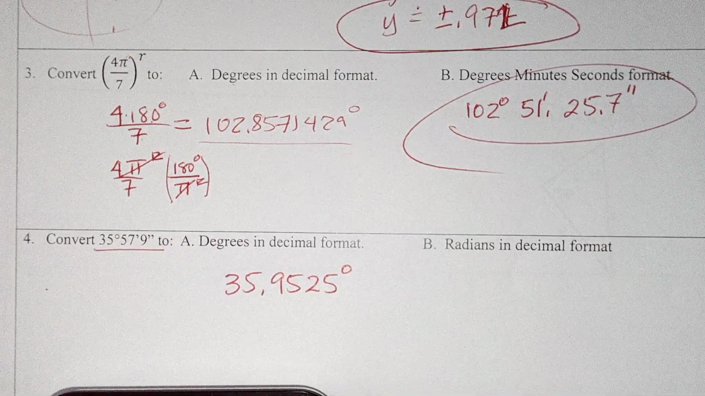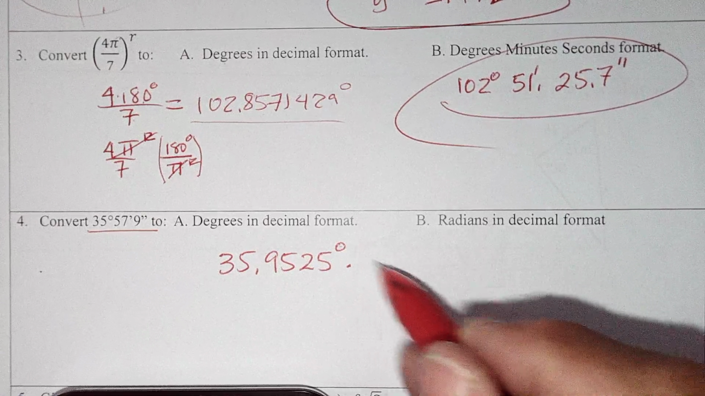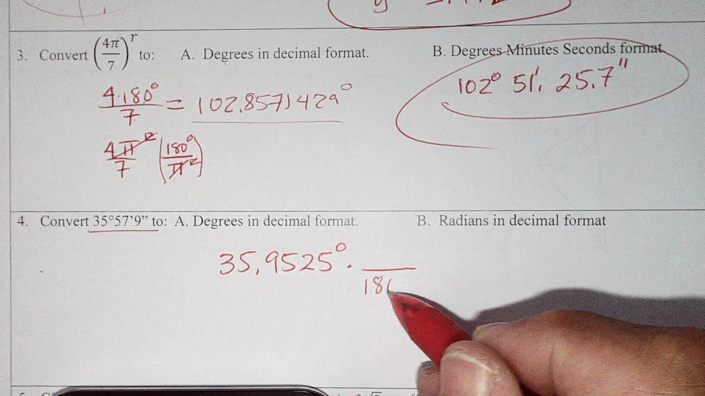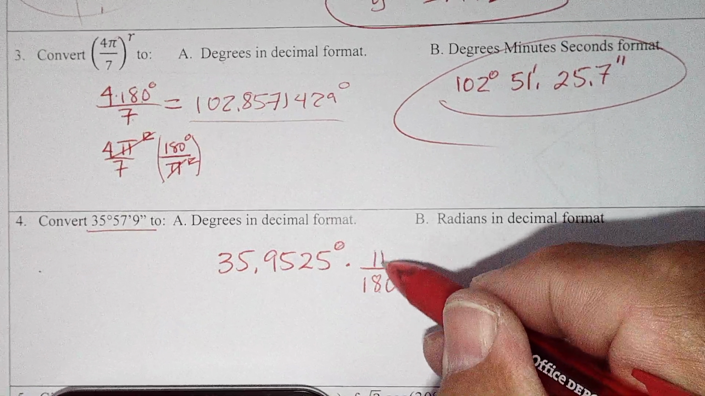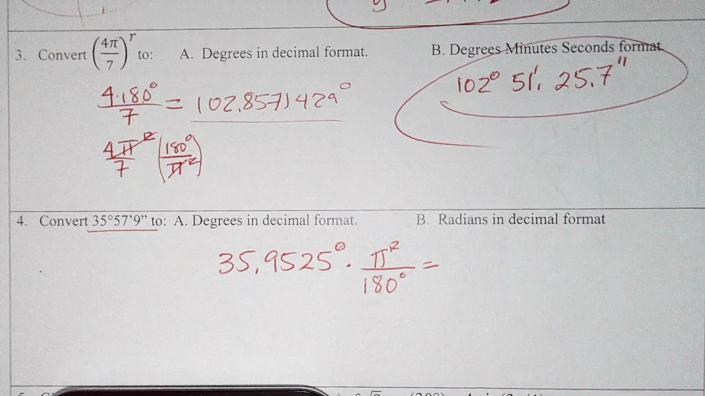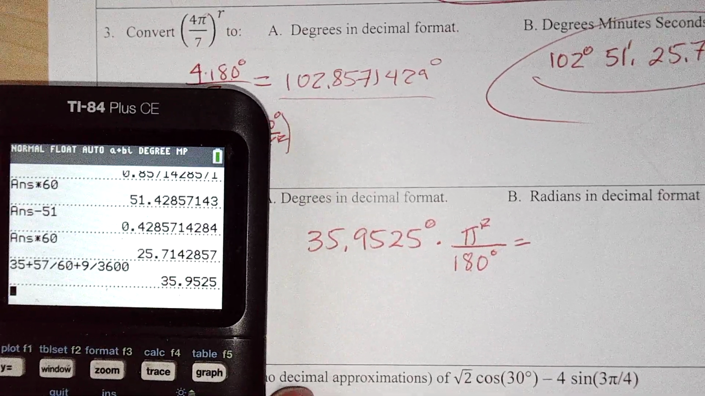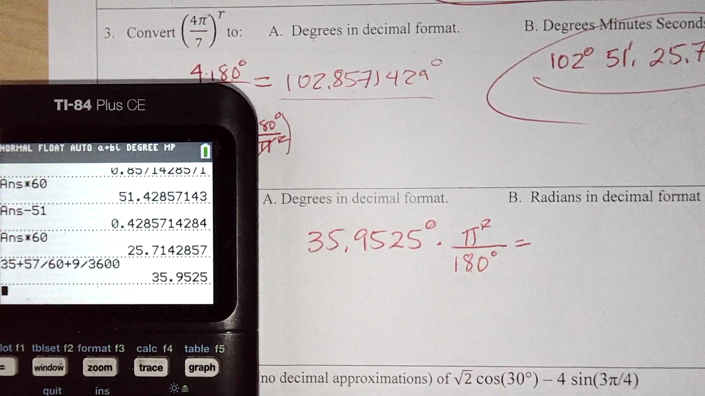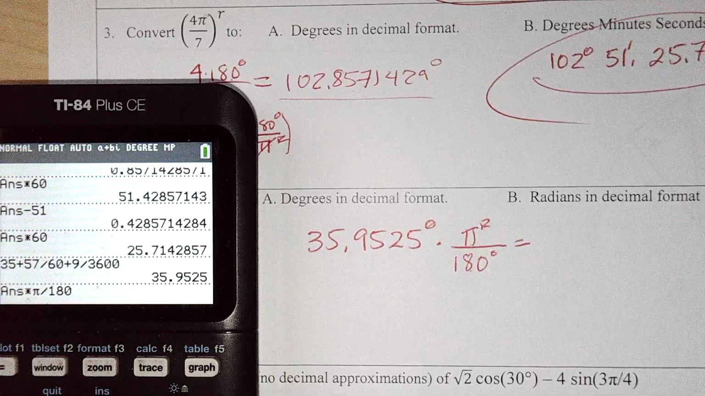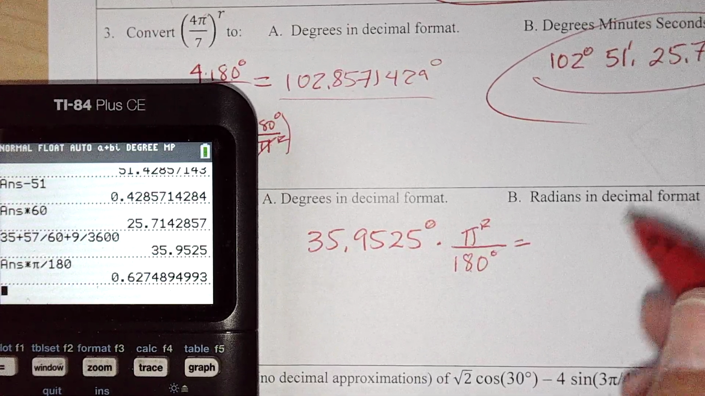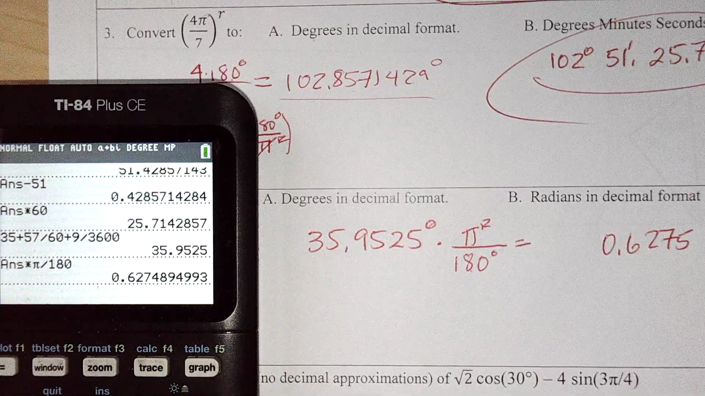Now to convert degrees in decimal to radians, I want the degrees to cancel, so I'm going to put 180 degrees in the denominator, so the degrees are going to cancel. And 180 degrees is pi radians, and if I want decimal, I'm going to use the decimal value of pi. So I'm going to take my last answer times pi divided by 180. And I get, in radians, 0.6275 is good enough.